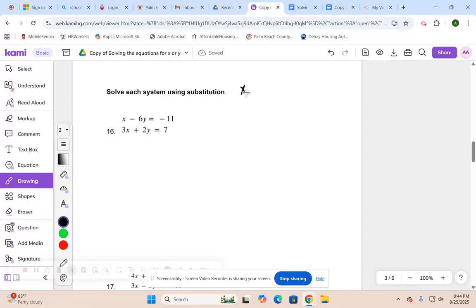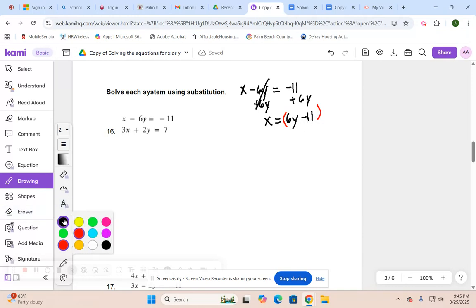So I'm going to come over here and copy it and solve it for x. So in one step, I can solve this for x. I can just add 6y to both sides. This will cancel. I'll have x equals 6y minus 11 on this side. So I have solved it in terms of x. Now I have a replacement value for x. This is my replacement value for x in my second equation.